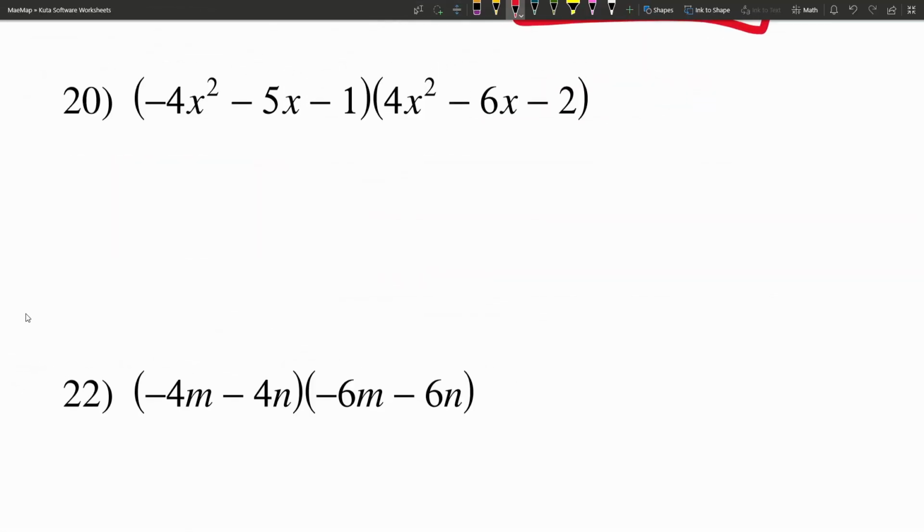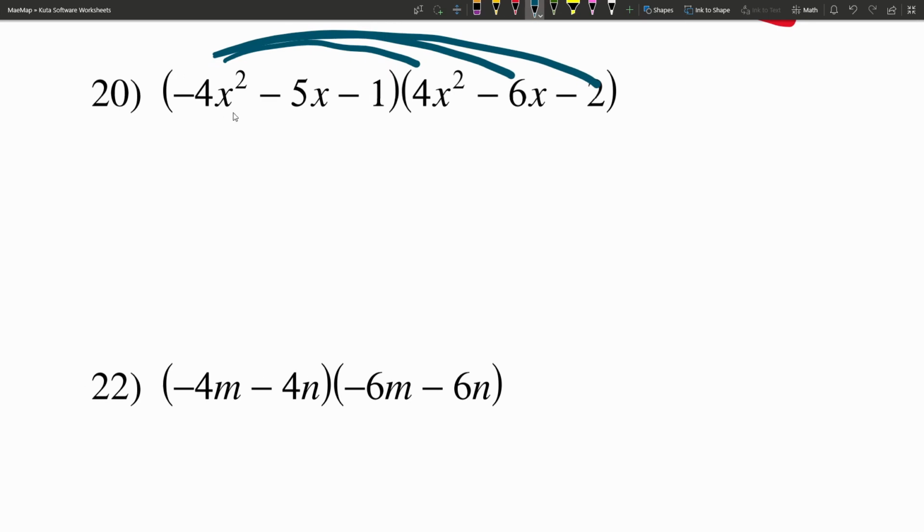Moving on to number 20, and it's getting a little more fun because now we're dealing with trinomials. But remember, every single term must be combined together. So let's look at our first term of our first trinomial. We're going to take this negative 4x squared and combine it with every single term in that second polynomial.